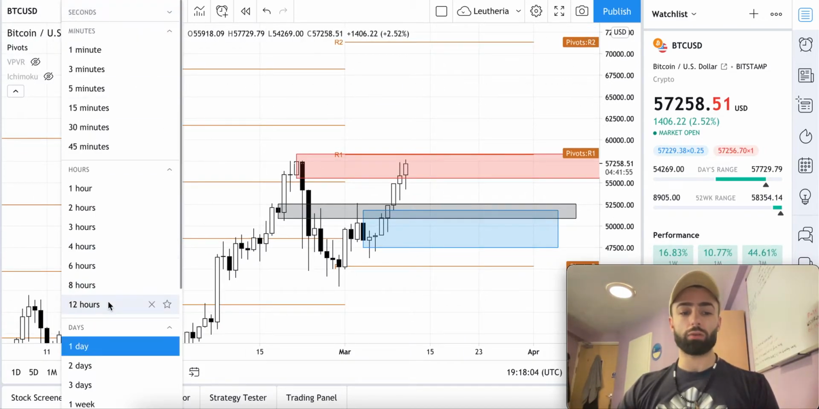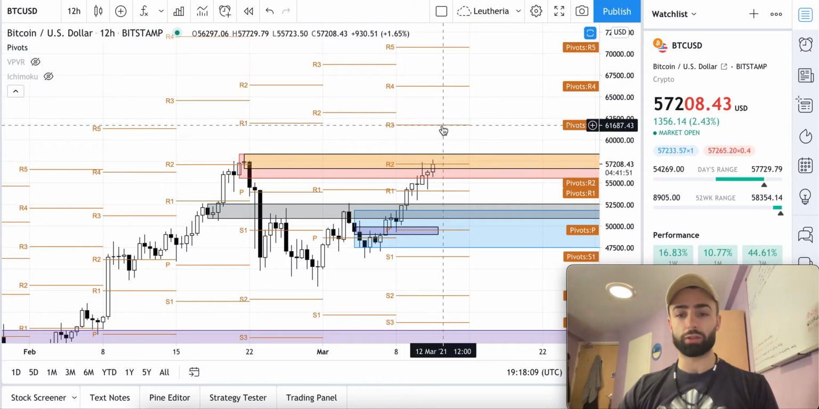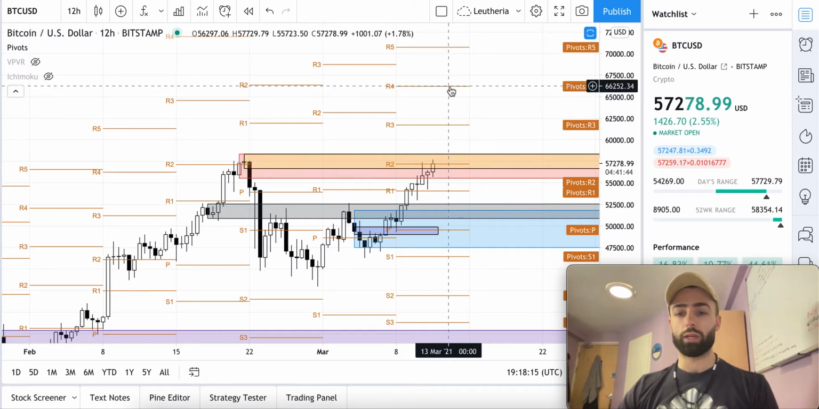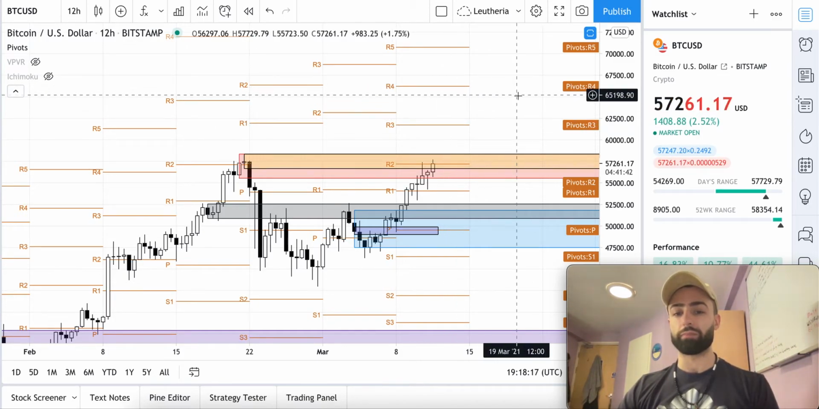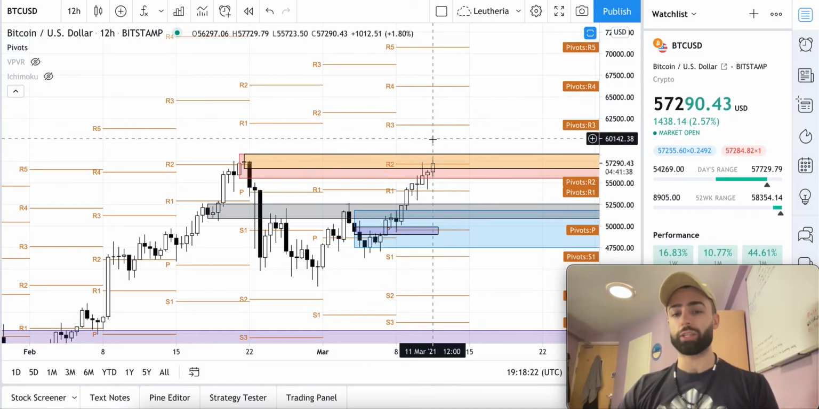But if we go to the hourly time frame, you can see that there's a couple more that are closer. This one here is about 61,700, and then the next one is about 66,250. And so these are good levels that I will personally be watching to see how price reacts to.